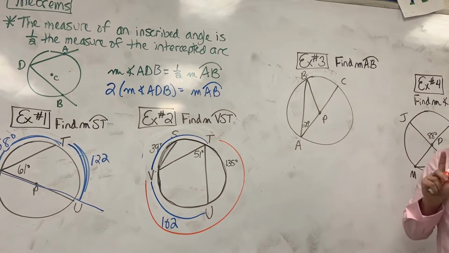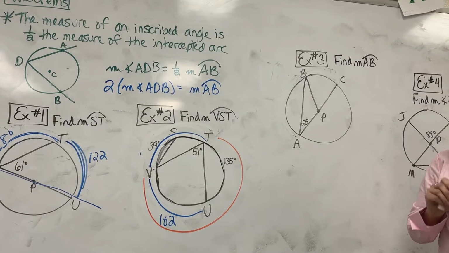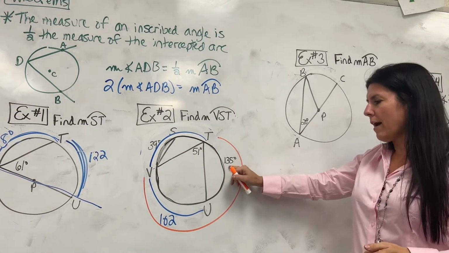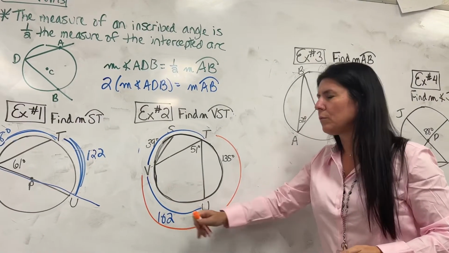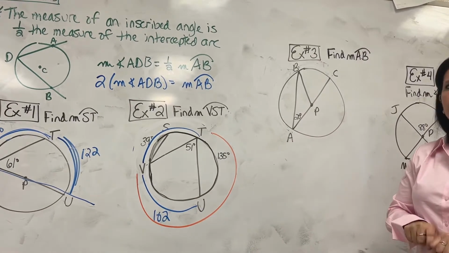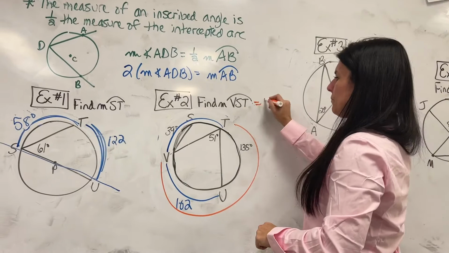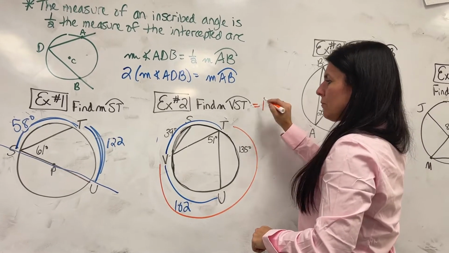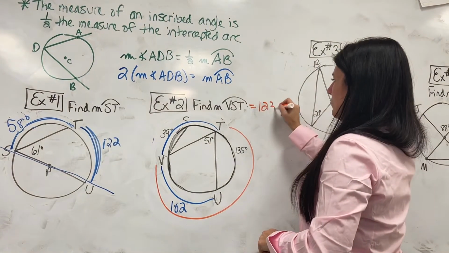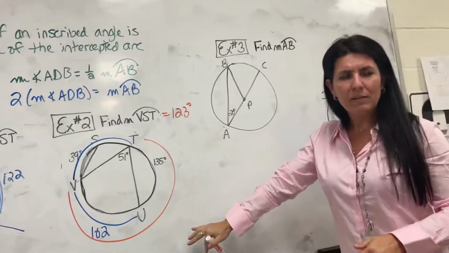So someone do this for me. We need 360 minus 135 minus 102. What does that give me? 123. 123? As VST. Yeah, from this whole angle. Not the only way to do it, but I think that's the fastest way to do it.